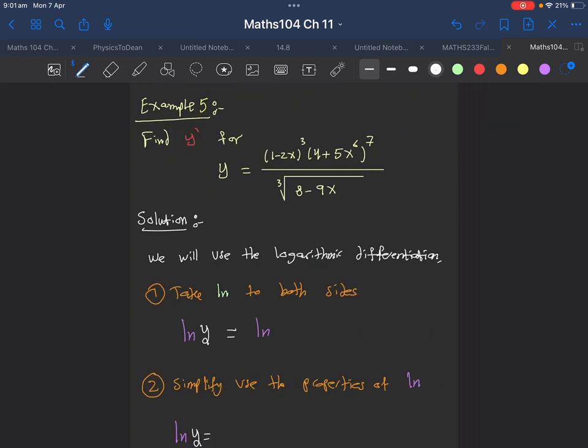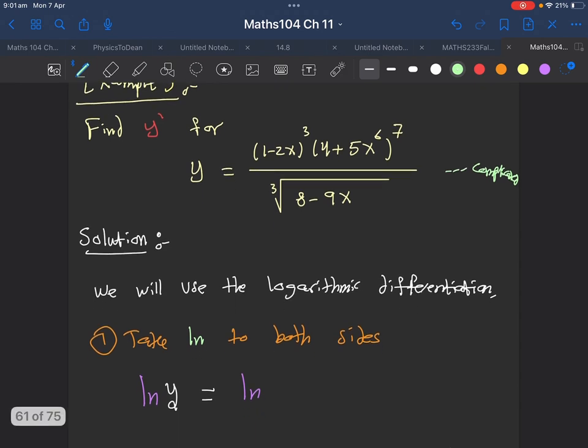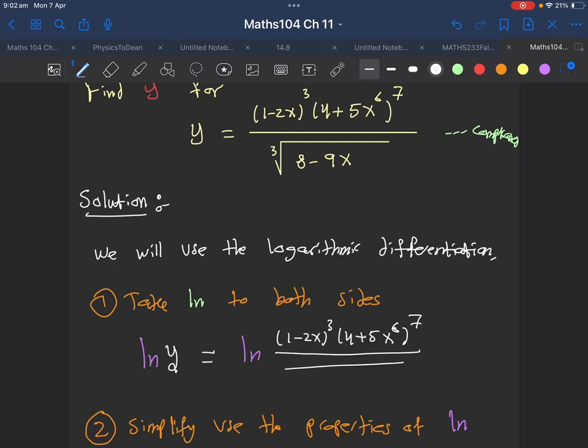Now, example number 5, which is exactly the same question as before. Remember, this is an even more complicated function. If you try to do it with the chain rule and the product rule and the quotient rule, it will take a long time. Let's see how much we can save using logarithmic differentiation. Just really a scary function.